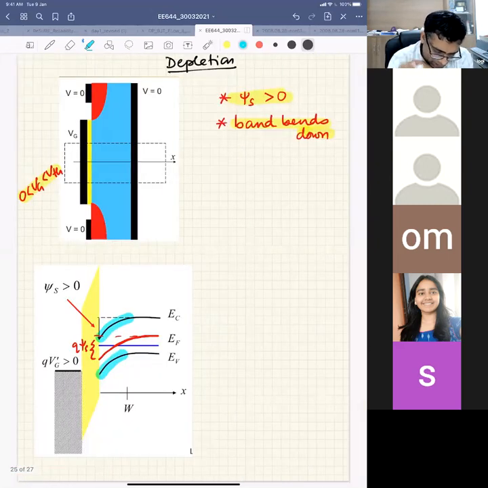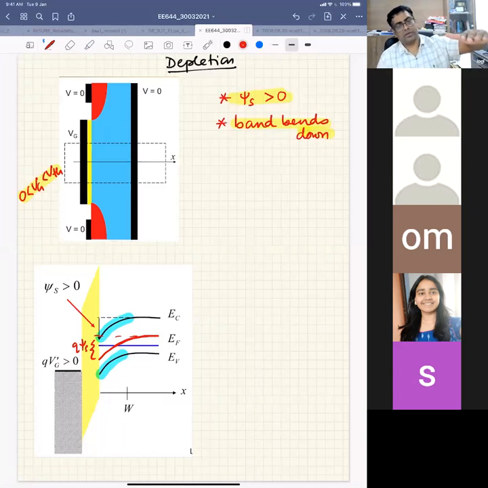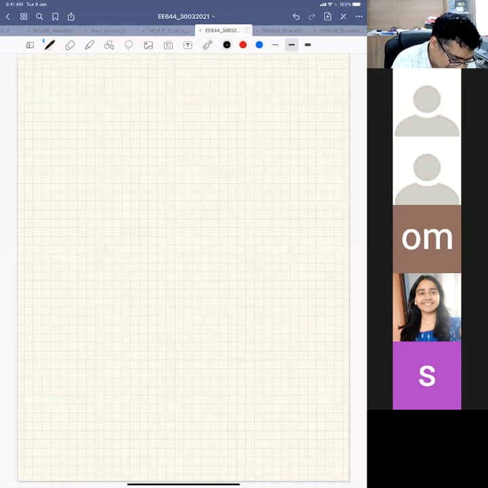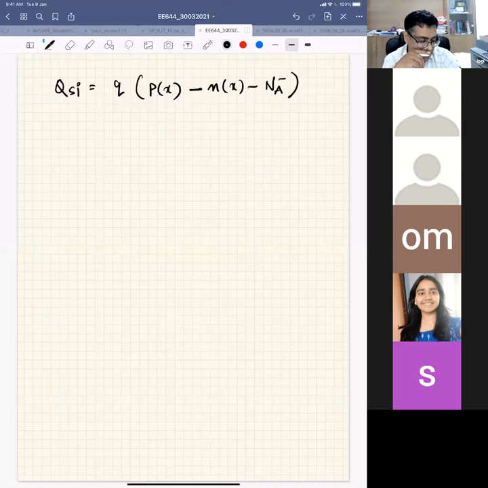Okay. So as I told you, you could write the charge. In the depletion case, your silicon charge I could always write as q times (Px minus Nx minus Na minus). So this is the charge neutrality condition, because when I'm not applying any gate voltage, this should be zero, right?